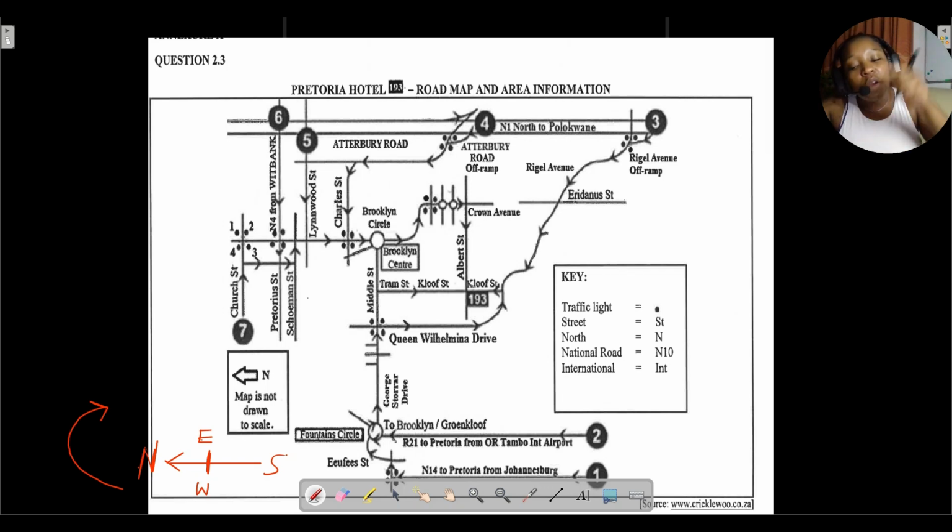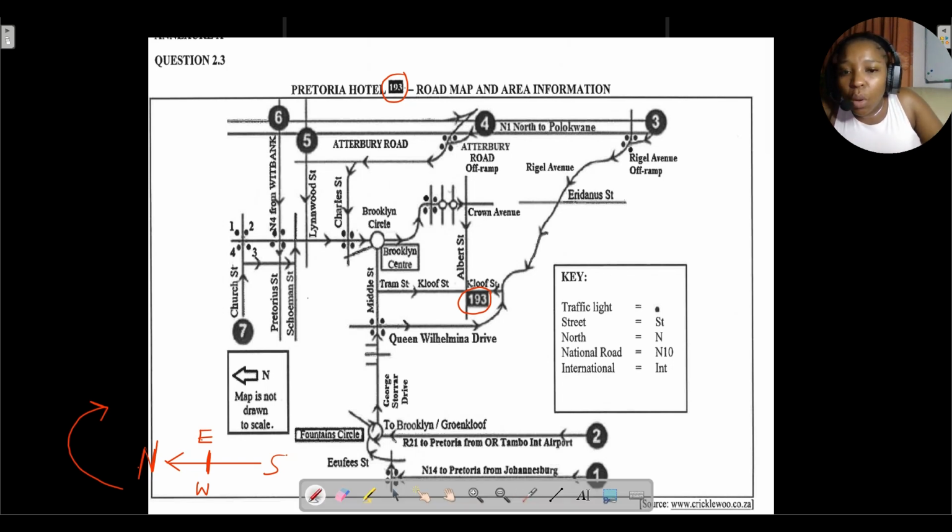This is going to be very important, most especially if they're going to ask us for general direction, a clear set of direction. We will have to use this compass there. So it's very important that we also just put it there so that it's ready for when we want to use it. Anything else that we're seeing there? Pretoria Hotel, symbol 193, meaning that if we see that symbol 193, that basically means that that is Pretoria Hotel.